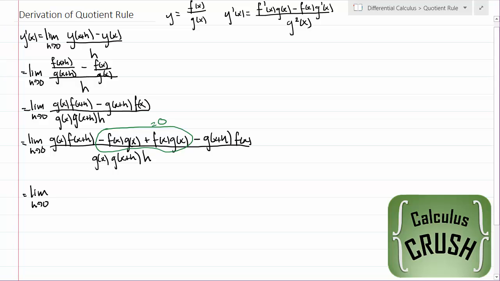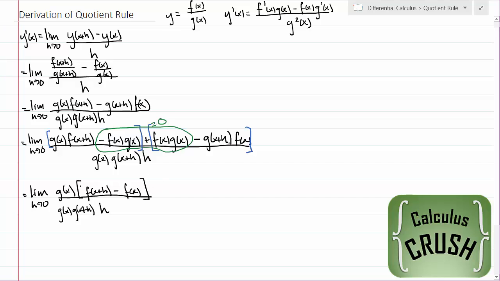So now these two terms here, I'm going to put them together. And these two terms here, I'm going to put them together. So what's common between these two terms? Well, this is g of x. So we've got g of x times, then in brackets, f of x plus h minus f of x. And this is all divided by g of x times g of x plus h times h.